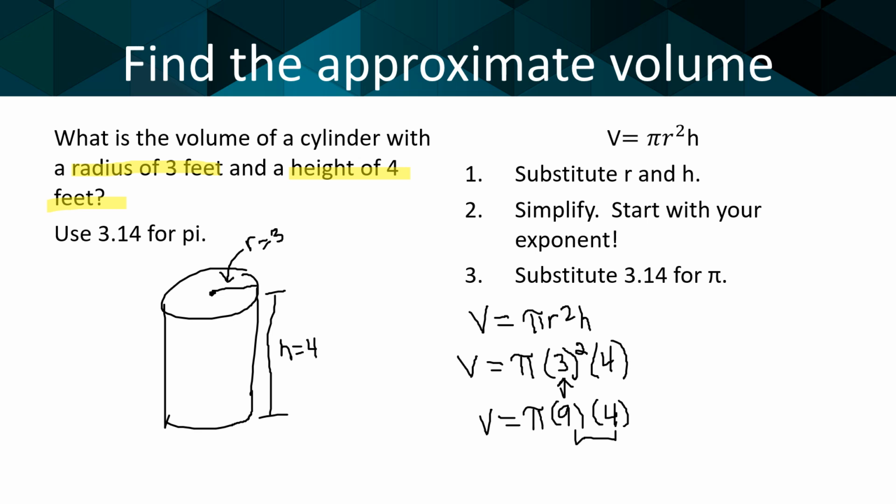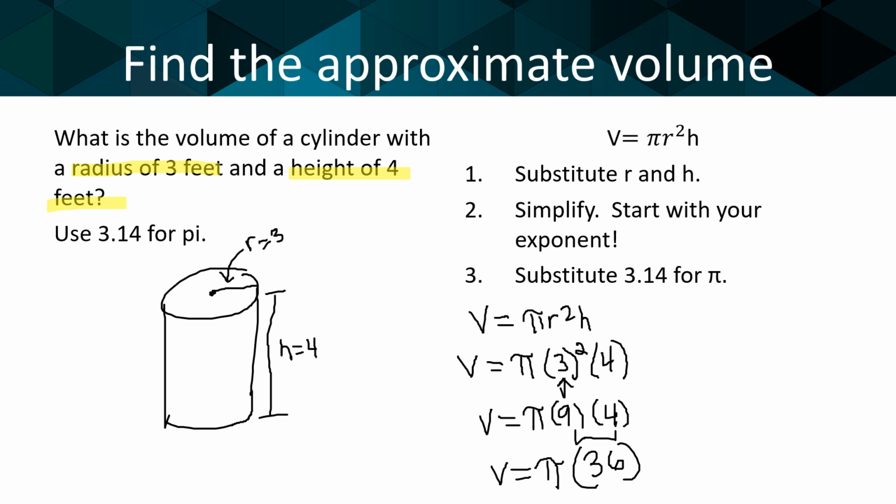All right, next step is to combine our like terms. We have a 9 and a 4. We need to multiply them. Well, I guess this isn't really combining like terms. This is just multiplying. So we go 9 times 4. 9 times 4 is 36. Bring down our pi and our volume.